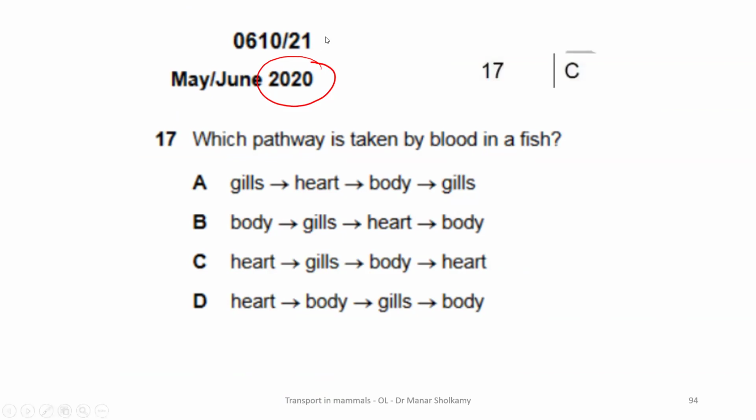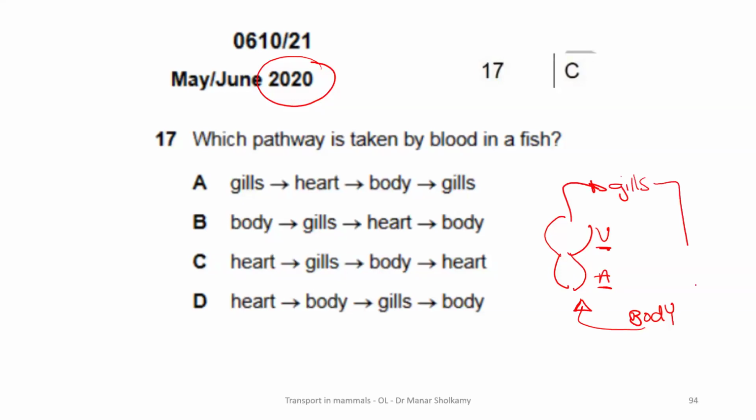It's C. Okay, in case you forgot, the fish has two chambers only. Both these chambers carry deoxygenated blood. I have the atrium and the ventricle. The atrium receives deoxygenated blood from the body. It will go to the atrium and then be pumped to the ventricle, and then it will go to the gills, and from the gills directly to the body. Okay, so it is C, heart. This is the heart, 1, and then gills, 2, and then the body, and then the heart again. So it is C. Excellent.